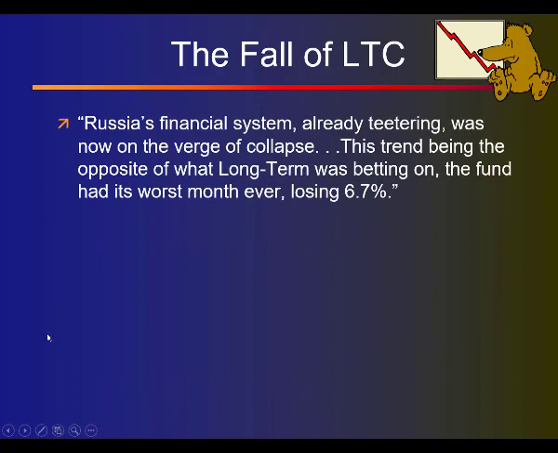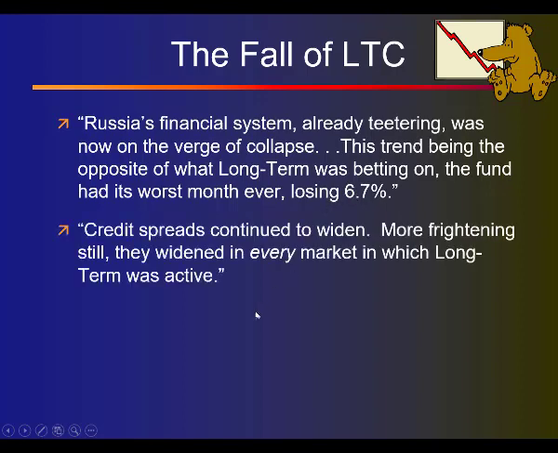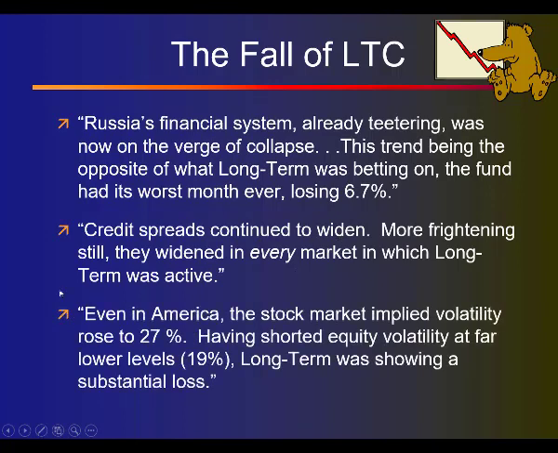And then you had what's called, in 1998, the Russian debt crisis. Now, you can probably guess that going long Russian debt and short treasuries is probably not a good idea in a year known as the Russian debt crisis. So they lost 6.7% in 1 month. Remember, the previous worst was 1%. Credit spreads kept widening, the exact opposite of what they were betting on.